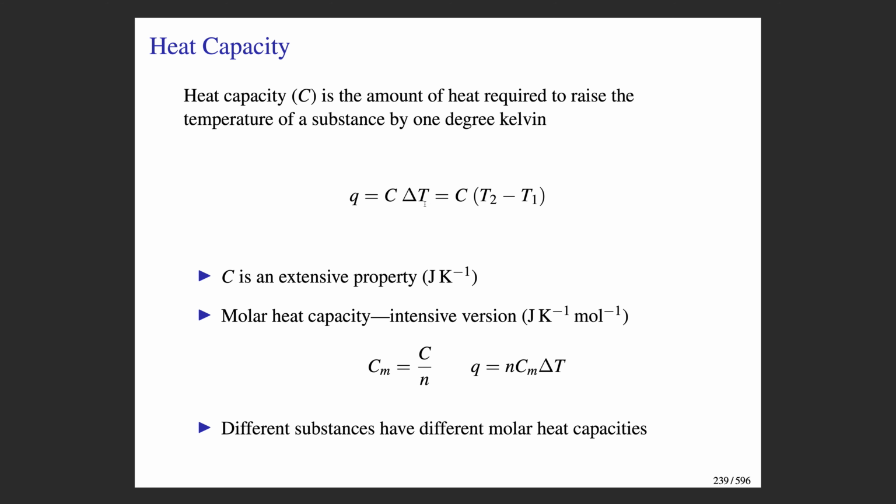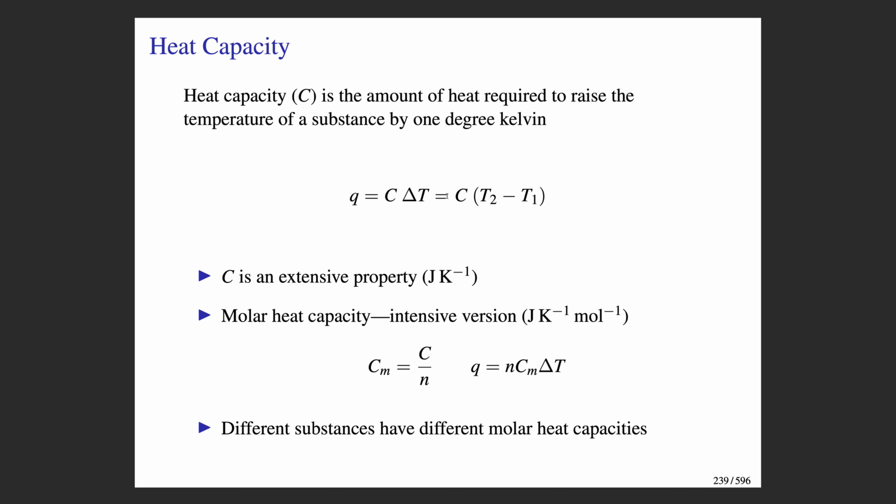We can convert the extensive version of the heat capacity into an intensive version by dividing by the number of moles of sample that we have. And so here, that's what I'm defining as C subscript M, which stands for the molar heat capacity. You take the heat capacity of the system, divide by the number of moles, and so then you get a quantity that is joules per Kelvin per mole.